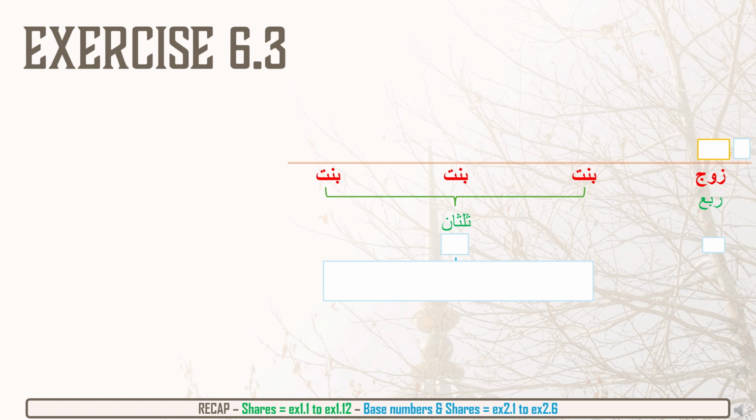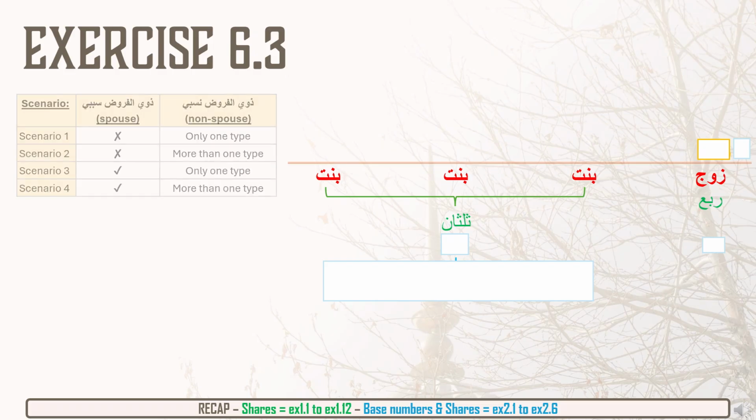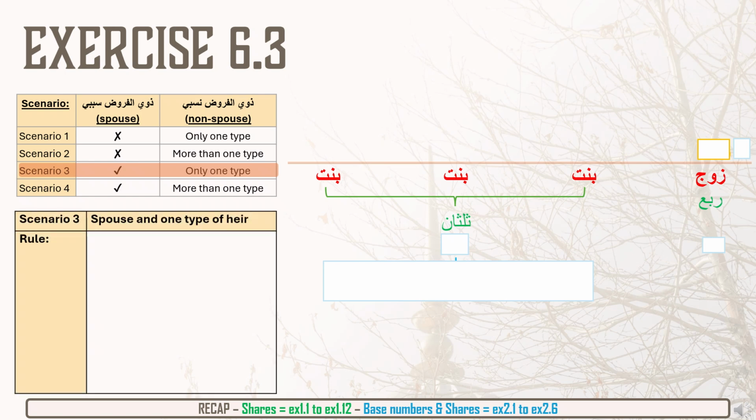A quarter plus 2/3 isn't a whole. So we need to know which scenario of Radd this is. So this is scenario 3. This is because there is a spouse and only one type. The 3 daughters will count as one type. So this is rule 3, scenario 3, which will require the rule number 3.